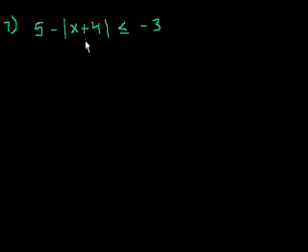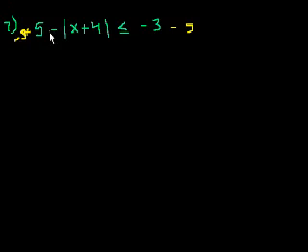So we have just the absolute value of something is less than or equal to something else. So one thing we could do, if we want to get rid of this 5, remember, whatever we do to one side of an equation or an inequality, we do to both sides. So let's subtract 5 from both sides, right? If you subtract 5 from the left side, this 5 disappears, right? I'm just going to do minus 5 there, and a minus 5 there.